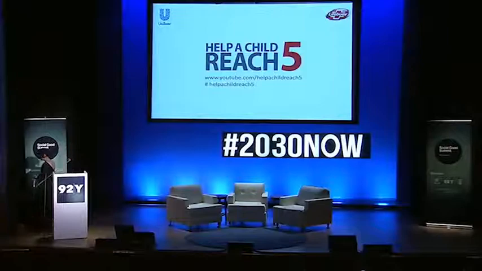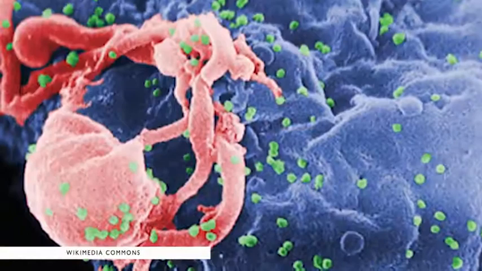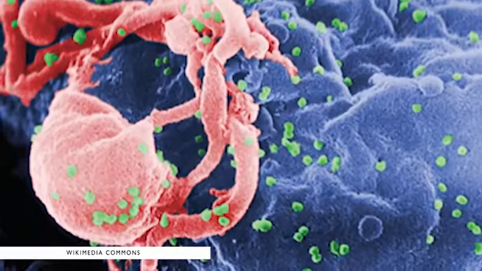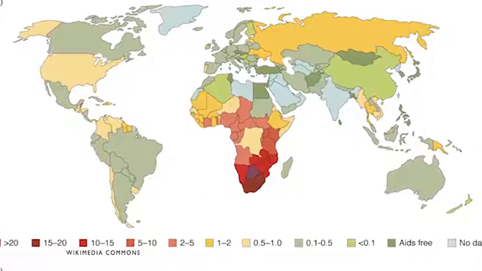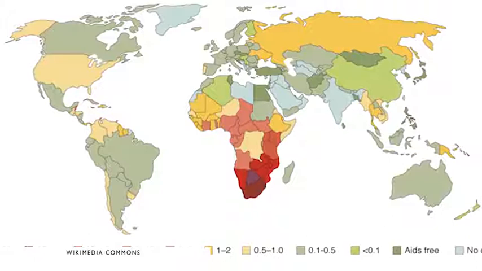Another disease that we have gotten under control in much of the developed world, but still is wreaking havoc in much of the developing world, is HIV/AIDS. More than 33 million people around the world are currently living with immunodeficiency disease. And more than 30 million people have died from HIV and its complications since the 1980s. More than 30 million have died. More than 33 million are today living with the disease.